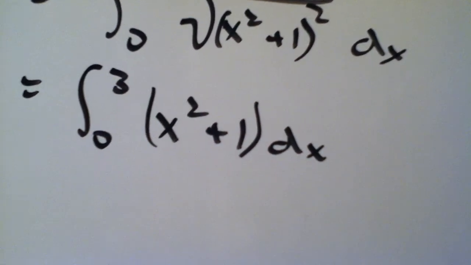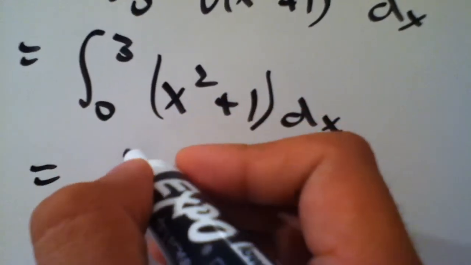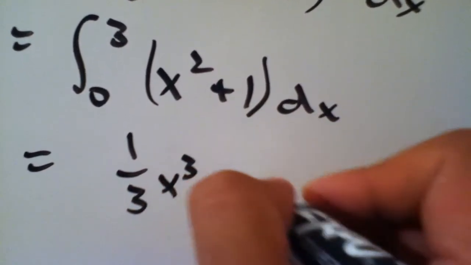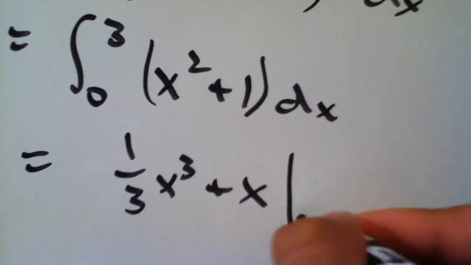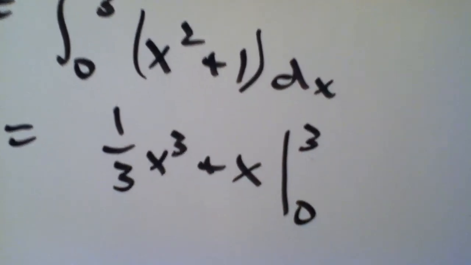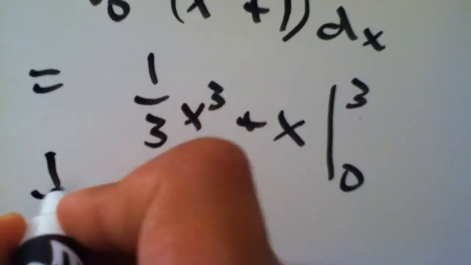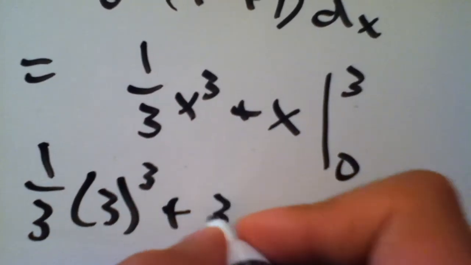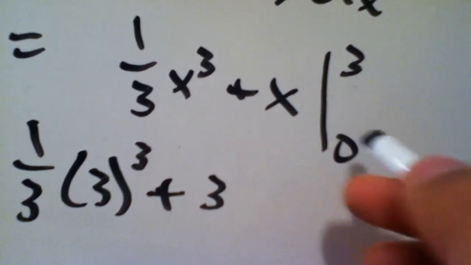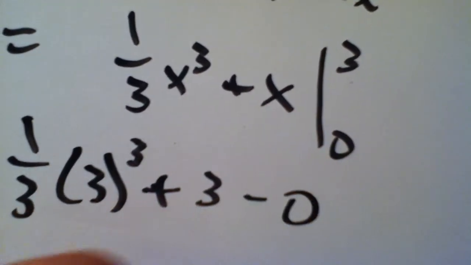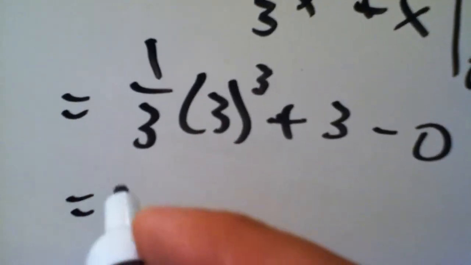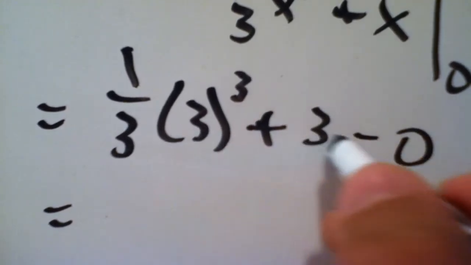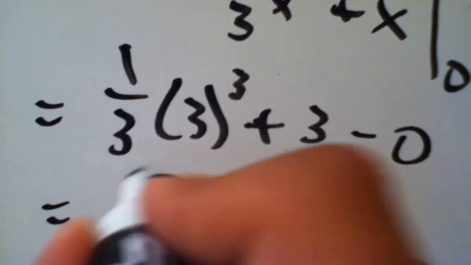And if we take the integral of this, it is very simple. We know our integral rules, so it just becomes 1/3 x cubed plus x. And we have our limits set from 0 to 3, and we just plug in the numbers now. 1/3 times 3 cubed plus 3, and if we plug in 0, we get 0, so we're subtracting 0, and that gives us, in the end, 9 plus 3, and you get 12.